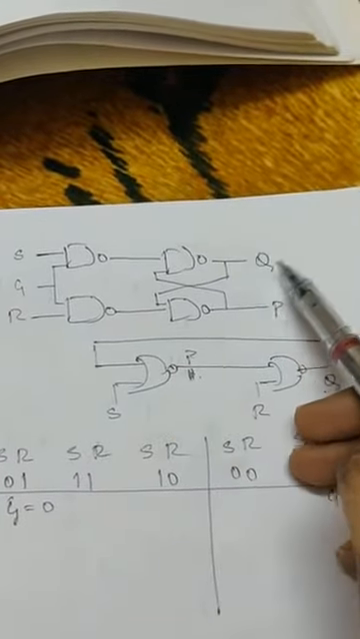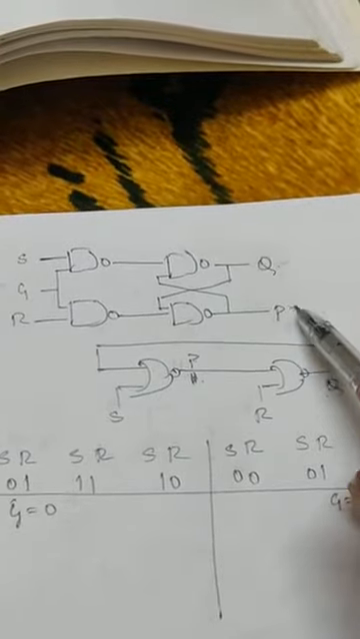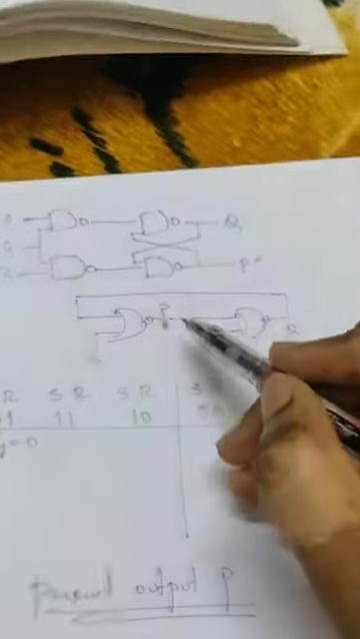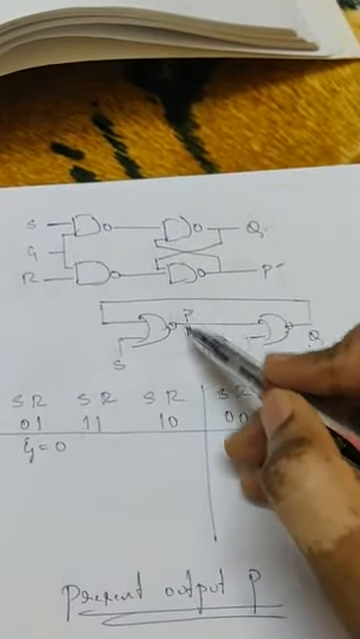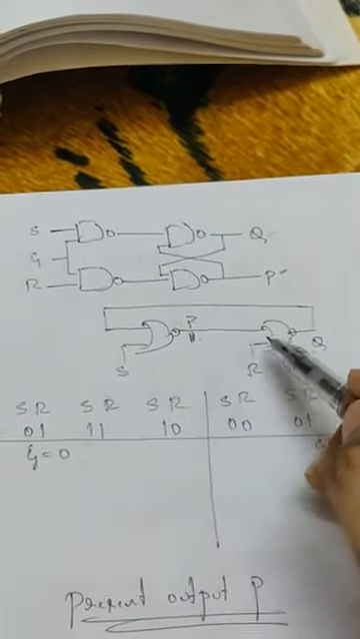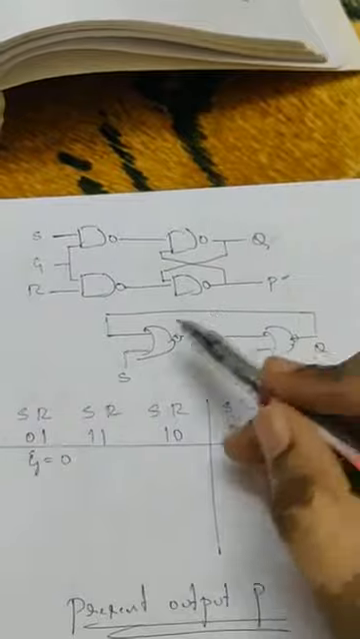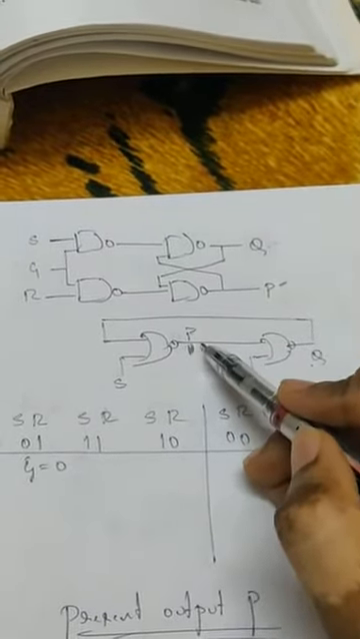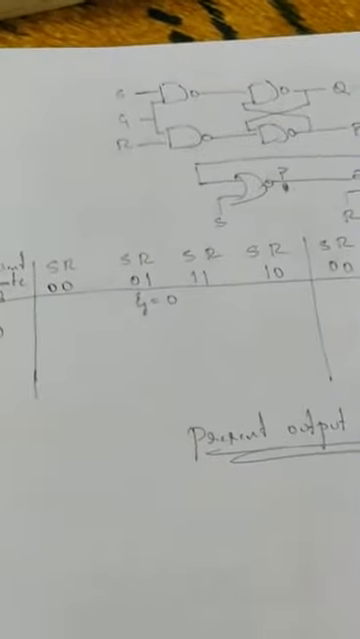So we concentrated on Q now. Now we concentrate on P, the intermediate state. So what happens when G is equal to 0? What will be the value of P? When S is equal to 0, R is equal to 0; when S is equal to 1, R is equal to 1, like this. Whenever we pass different inputs for S and R, what will be the output of P, when G is equal to 0 and when G is equal to 1?